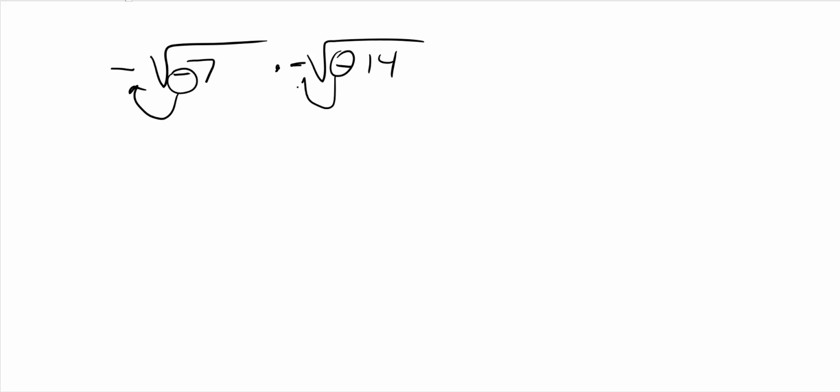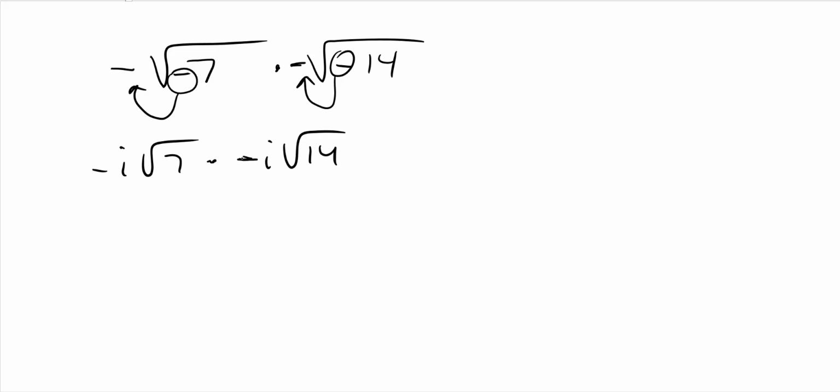Square root of negative 7. Lots of negatives. Whew! This is not a very happy problem. And then times, we'll put another negative here, square root of negative 14. There's a lot of negatives, tons of negatives. So the first thing you do is just take the i out. We've done this already. So we have negative i root 7 times negative i root 14.